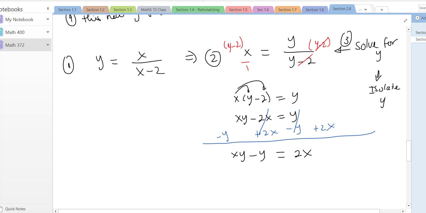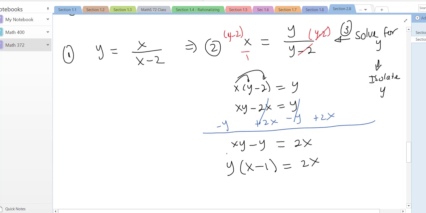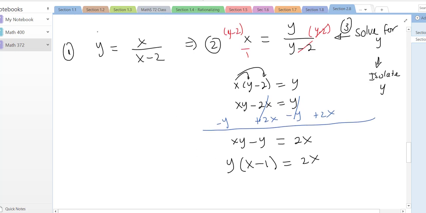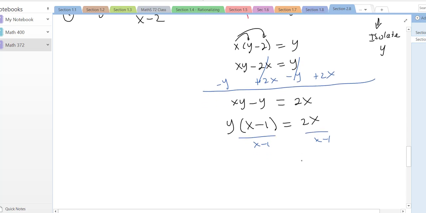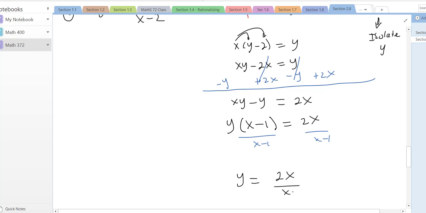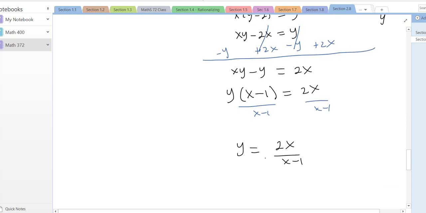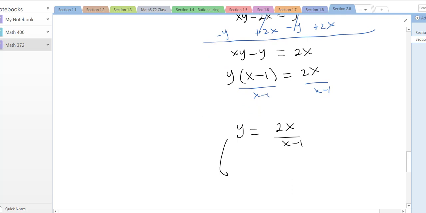Now notice I have two terms, and both of those terms have a y in them, so I can factor the y out, and I'm left with y times x minus 1 equals 2x. Now I can get y by itself. Remember, the goal is to get y alone, so divide both sides by x minus 1. I get that y is equal to 2x over x minus 1. So this is my f inverse. Now the fourth step is to rename your y as f inverse of x, or g inverse of x, or h inverse, whatever the name of your original function was.